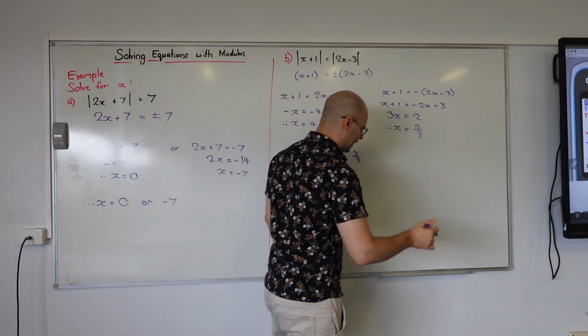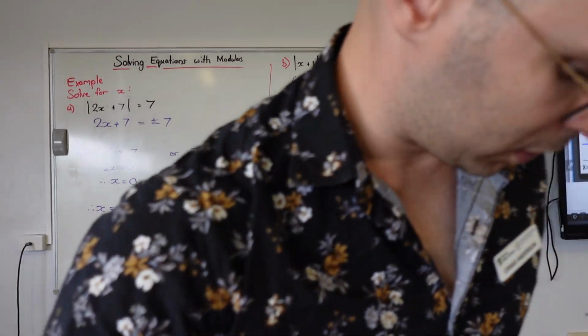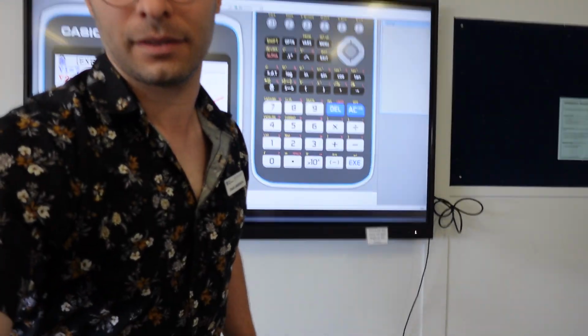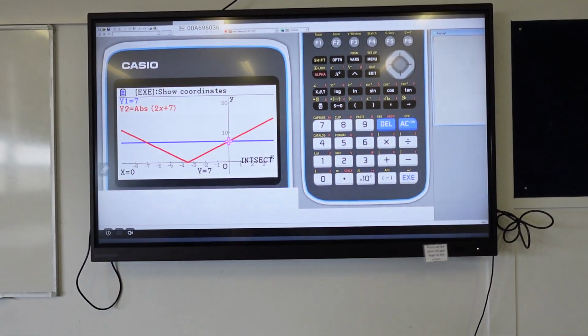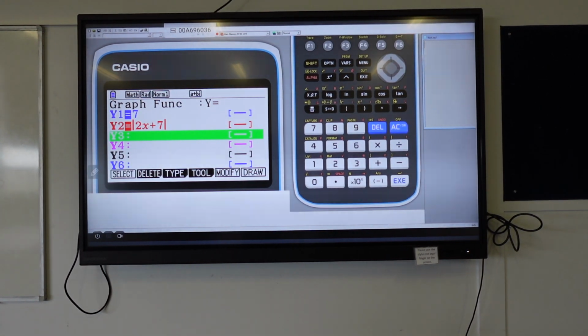And of course, if we go over to our calculators, we can type this in. So go back, we type in modulus of x plus 1.